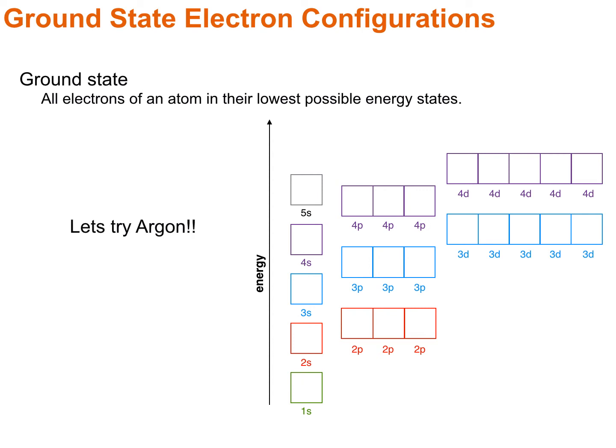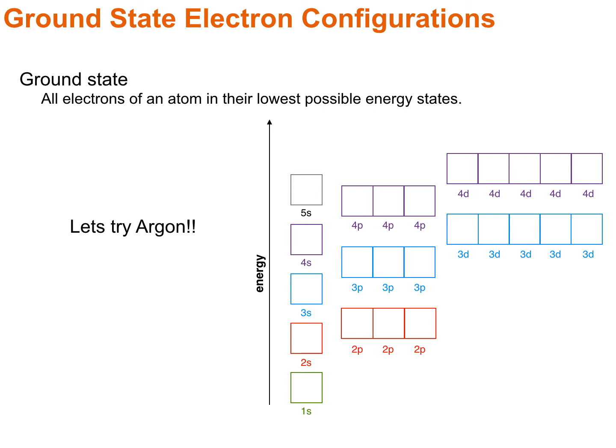So let's try argon. All right, and I'll give you a second. It's probably a good idea, I would go ahead and pause it right now. Go ahead and try argon for yourself. You can do the electron configuration as well as the orbital diagram. And I'll go ahead and wait, but I'm not going to wait too long. You should just pause it. Okay, so I'm assuming that you paused it right now, and now we're going to go ahead and start.